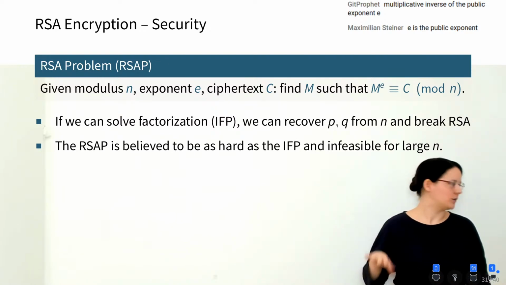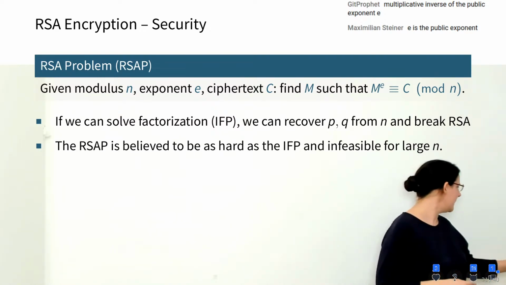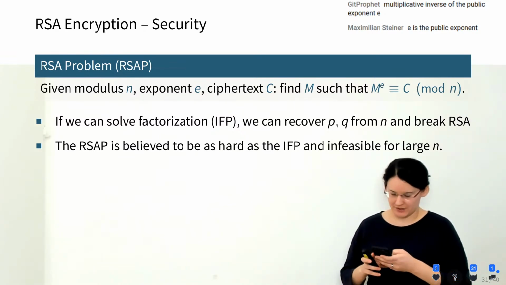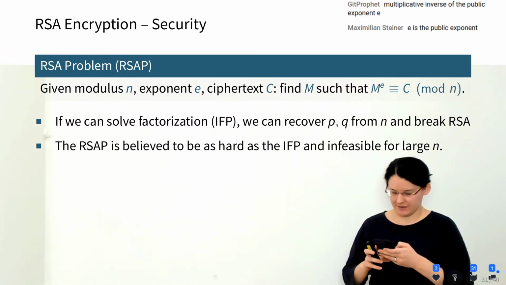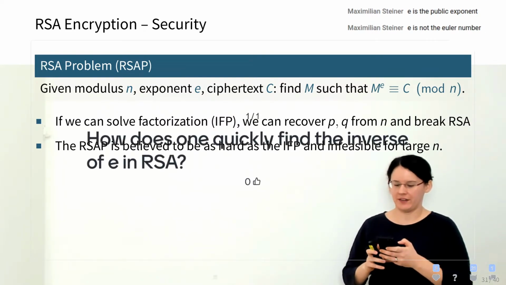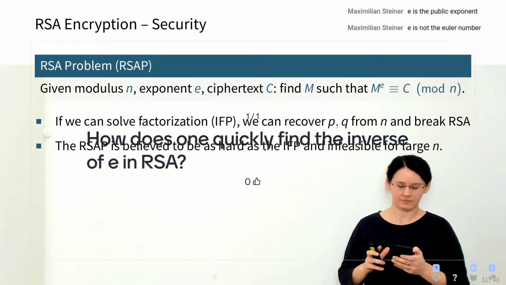Before we go to the rest of the slide, I see that there have been quite a number of questions. So let's have a look. Let's start with the question that appeared on Menti. How does one quickly find the inverse of E in RSA?